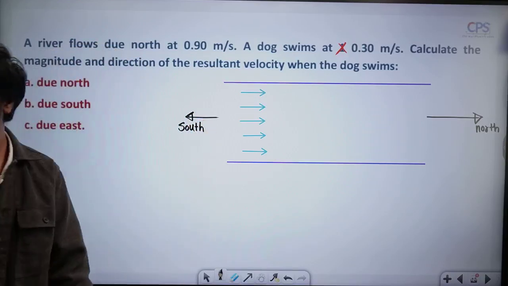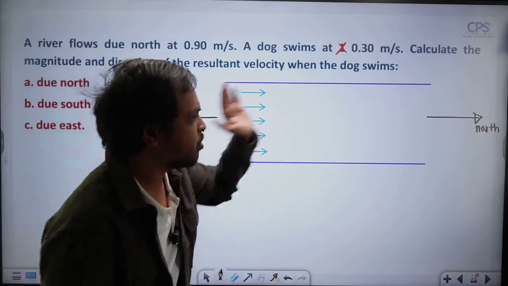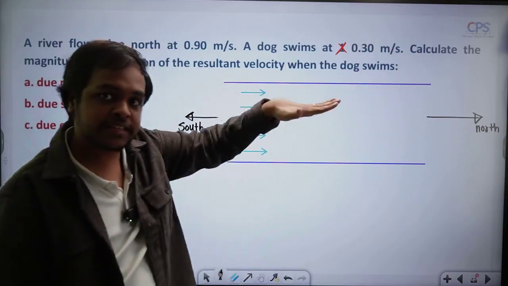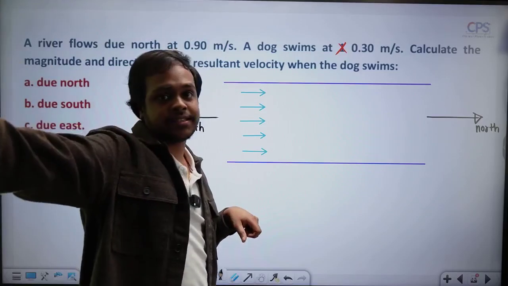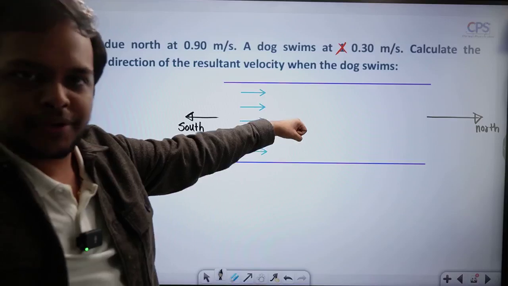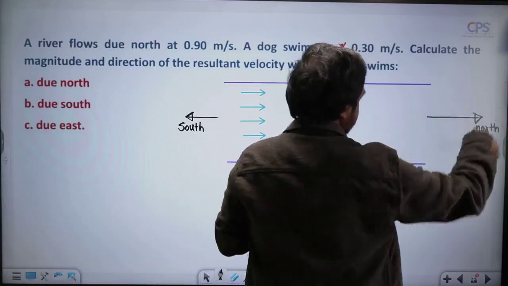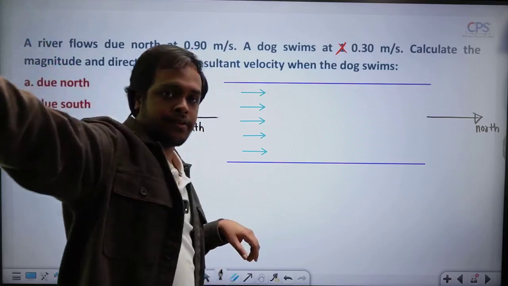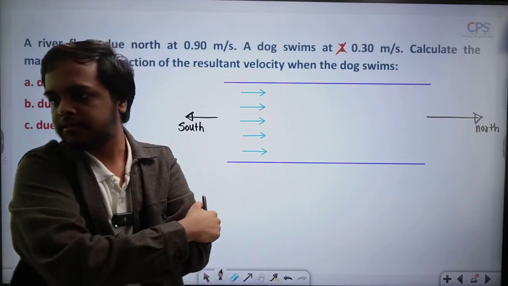And where is east, where is west? Remember, if you face the northern side, your right hand will be on the eastern side, and your left hand will be on the western side. I'm telling you another time: if you head up towards the north side, your right hand will be on the eastern side, and your left hand on the western side.